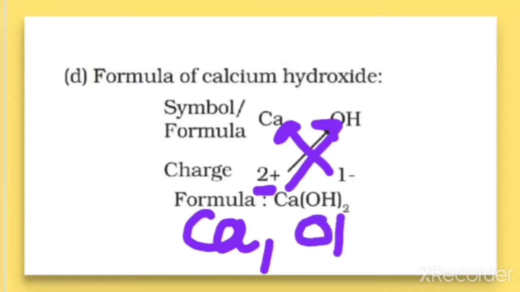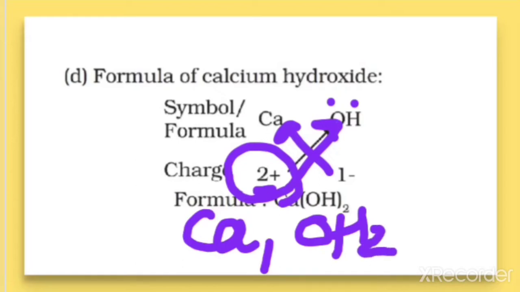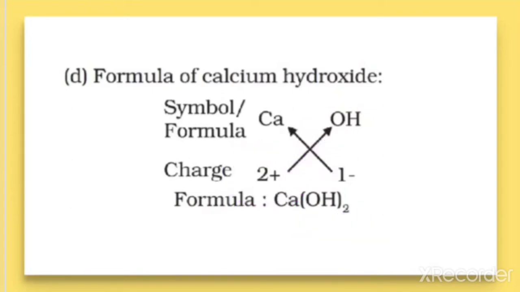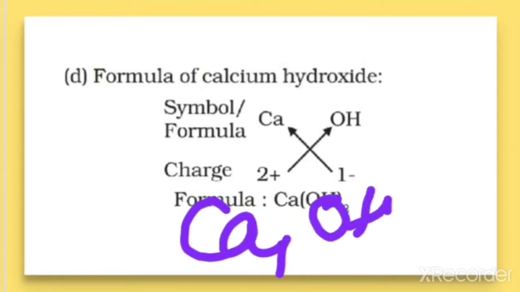What is OH? The hydroxide ion. But this 2 is for both oxygen and hydrogen in the hydroxide ion. If I write the 2 here, it means it is only for hydrogen. If I write this 2 here, it is only for oxygen. So instead, in such a case, we will be using the bracket sign. So we'll write Ca1OH, where this 2 is for both oxygen and hydrogen in the hydroxide ion.